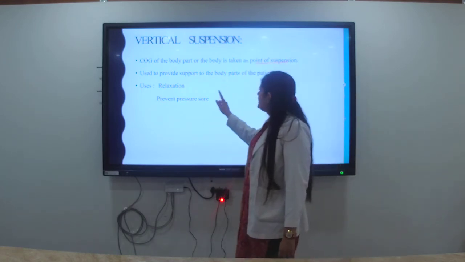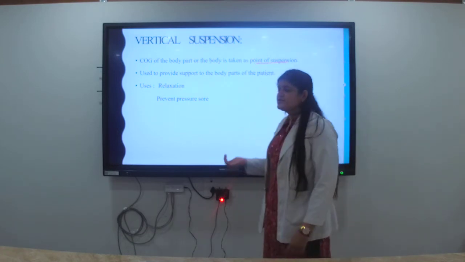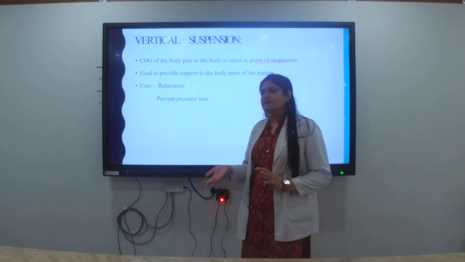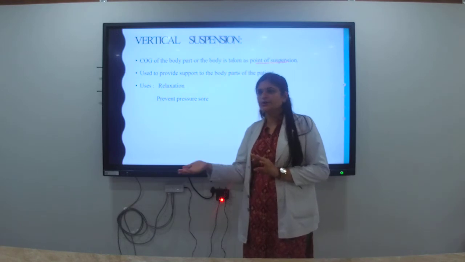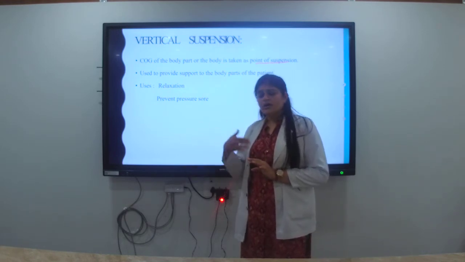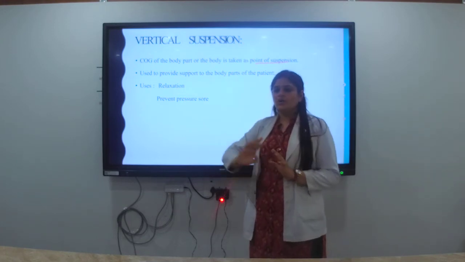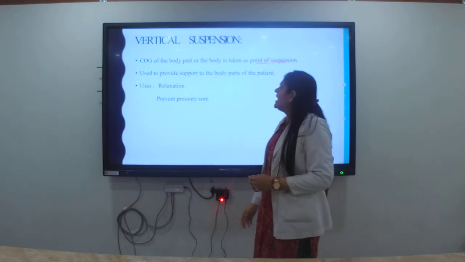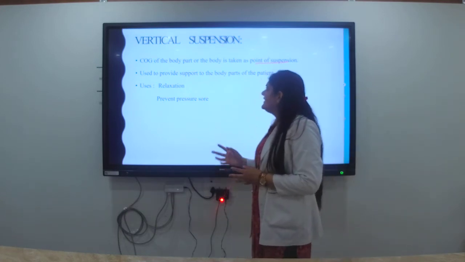It is used to provide support to the body parts of the patient. Vertical suspension per se cannot bring about any movement. It is just used as an accessory suspension or a supporting suspension when you want to use your pendular or your axial suspension. This suspension is used in support when you want to just hold the proximal end which you don't want to move. Otherwise, it can be used for just relaxation purposes or for preventing pressure sores.